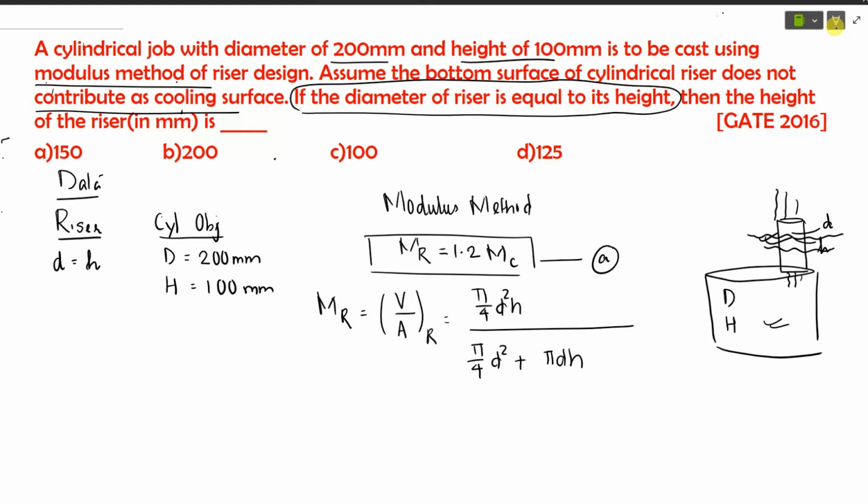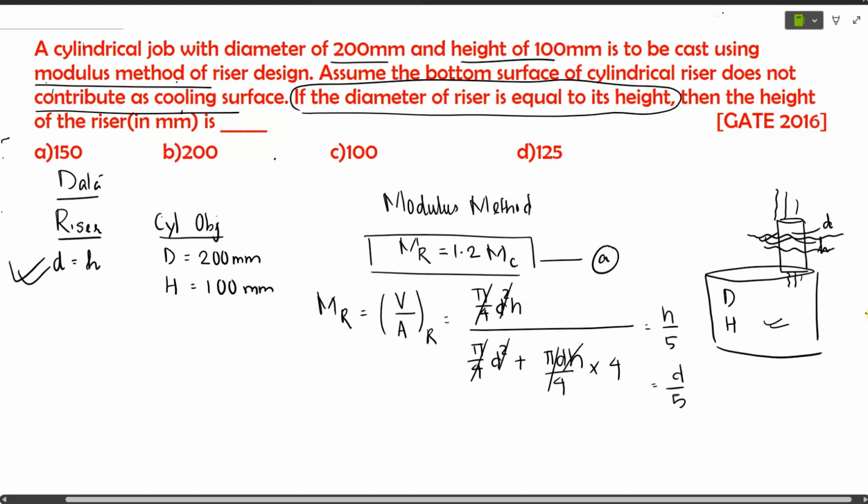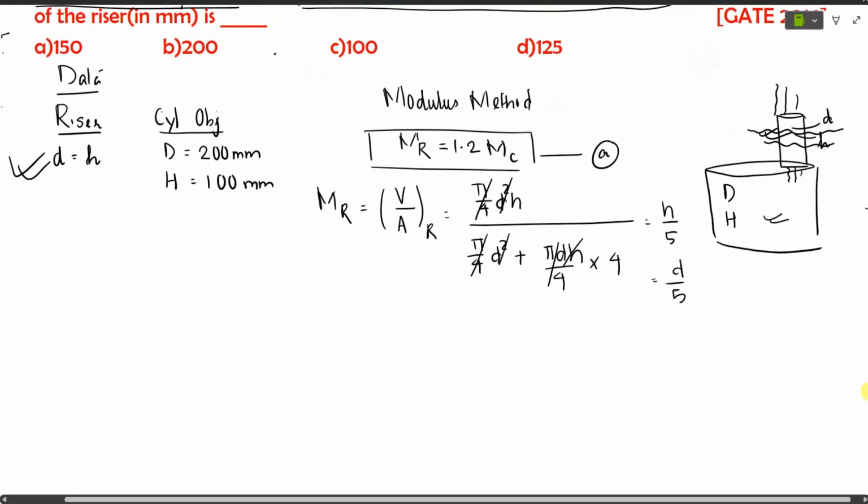Now we'll simplify it. Let us divide this by 4 and multiply it by 4 so that we can cancel out π/4 and π/4. And it is already given in the question that d is equal to h. So here d² and d h can be cancelled. So ultimately we get h/5, or we can also write d/5. Now we will try to use this in equation A.